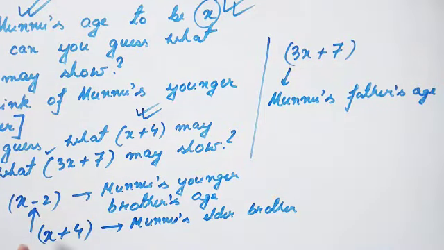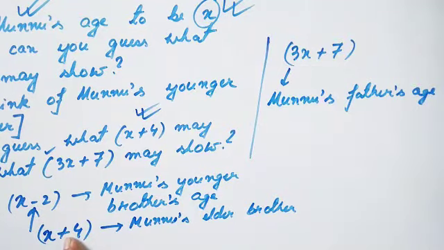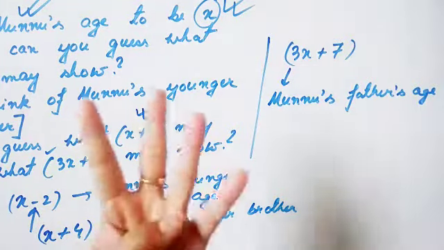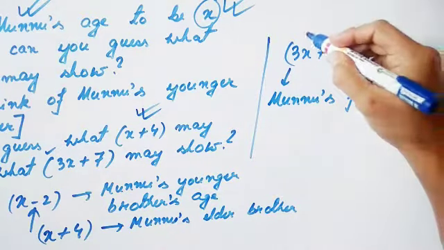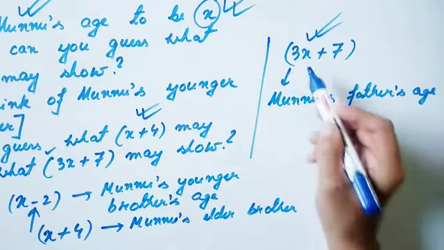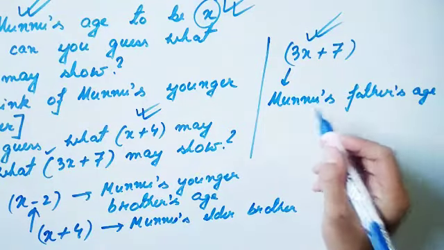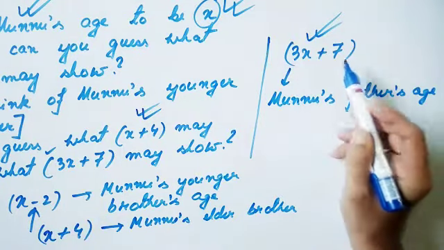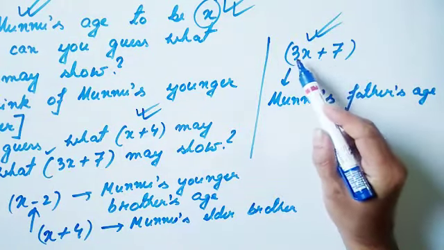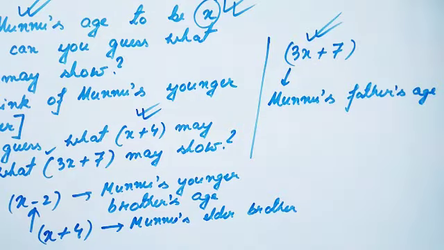Understood, student? So first of all, we have X minus 2. Since it has a minus sign, this will be the age of Monu's younger brother, and his age is 2 years younger than Monu. Next, we have X plus 4. Since there is a plus sign, we think of it as Monu's elder brother, so Monu's elder brother is 4 years more than Monu. And the last one, we have 3X plus 7. We take this to be the age of Monu's father, and Monu's father's age is 7 years more than 3 times the age of Monu. Understood? So let's write the answer.